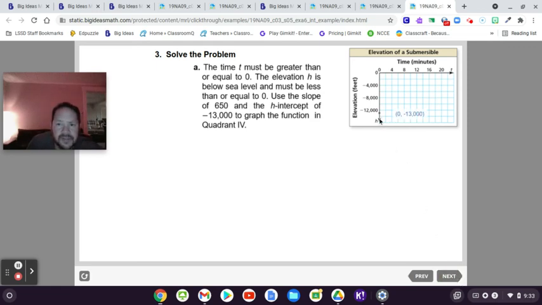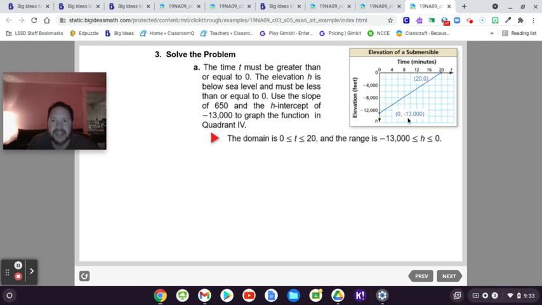So that's where you would plot the first point because that's our y-intercept. And then it's going to go up 650 every time. So every time you go over 1 minute, you go up 650 feet. And you'll eventually end up, boom, right here, if you make a nice, lovely graph. And you'll find out that at 20 minutes, that is where this thing ends up hitting the surface of the water. So this one will have a domain that goes between 0 and 20 because we don't have negative minutes. And once it hits 20 minutes, it is surfaced, and we don't have to go any further. The submarine's not going to fly away.